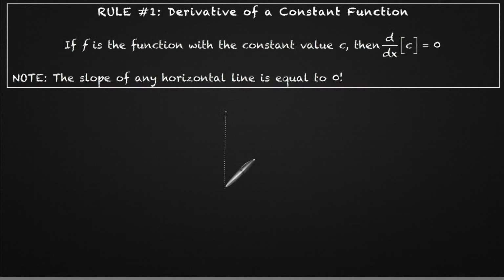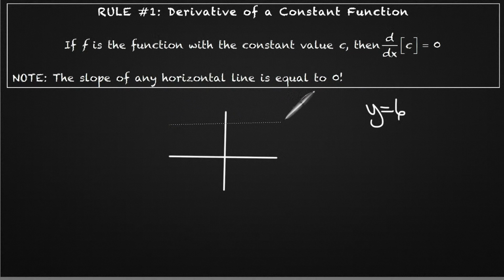Let's say we have the function y equals 6. If we graph that, it's just a horizontal line. If we know that the word derivative is synonymous with slope, then we can say that the derivative, or the slope, of any constant is going to be 0, because the slope of a horizontal line is 0.